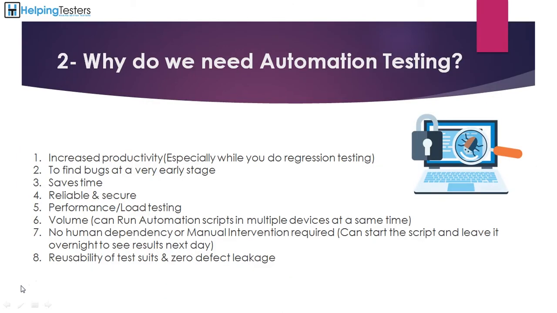There are a few other reasons why we need automation testing. First is increased productivity. As I told you earlier, while the automation script is running, you can do something else which is relevant to the project, so that it will double or boost up your productivity. And it is very easy to find the bugs at a very early stage, because once the automation scripts start running, it will immediately tell you what all the bugs available. So it is very easy to find the bug at a very early stage, and it also saves time, and it also gives accuracy. They are reliable and accurate, because a machine will not make mistakes, whereas a human will.